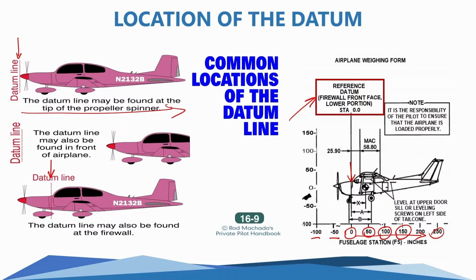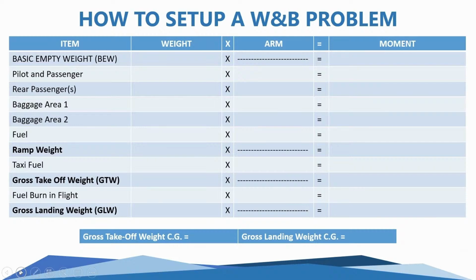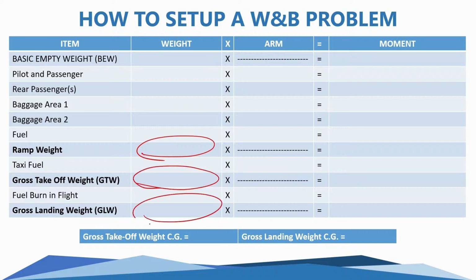Okay. The weight and balance problem that we're going to look at, in terms of how to set it up, I'm just going to give you a quick example. This is what it should look like, and we'll fill this out as we run through it. We'll start off with our basic empty weight. We're going to figure out what the weights are of the individuals that we're flying with, and also our baggage and how much fuel we're going to take. That will then give us a ramp weight. We will then have a gross takeoff weight and a gross landing weight.